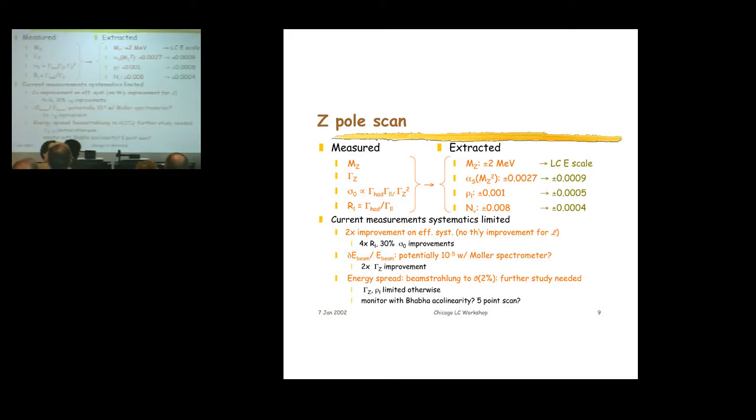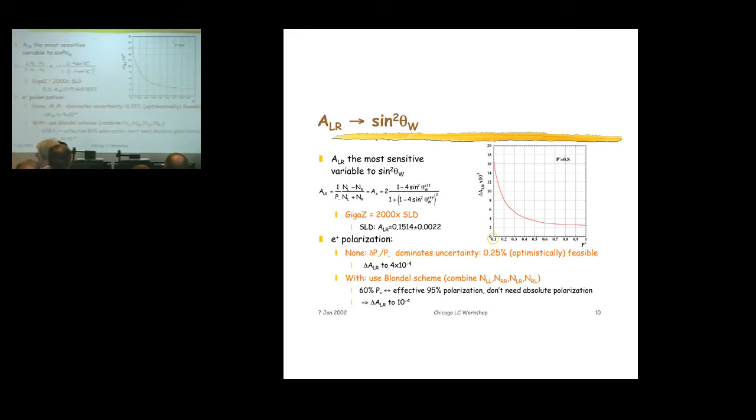You may be able to use the Bhabha collinearity to measure this, though that will put very stringent demands on your detector alignment. You might be able to use a 5-point rather than a 3-point scan to limit this. If you can't control this, then the width and the axial vector normalization will essentially be limited by those numbers. And then the Z mass will not be remeasured. In fact, that will tend to set the energy scale at the linear collider.